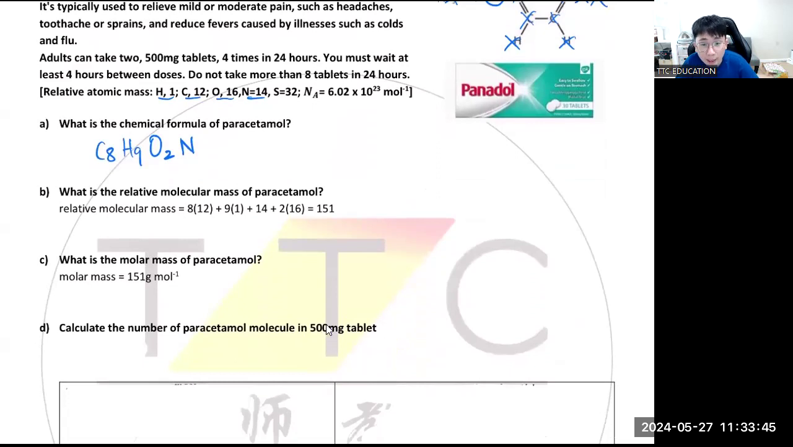So guys, how do we actually do this calculation? First thing first, the value they give you is 500 milligram, which is a unit for mass, right? If they give you a unit for mass, we first convert your mass from milligram to gram, because we don't use milligram in your calculation. If you didn't know, 1 gram equals 1000 milligram. So you just divide by 1000, you get 0.5.